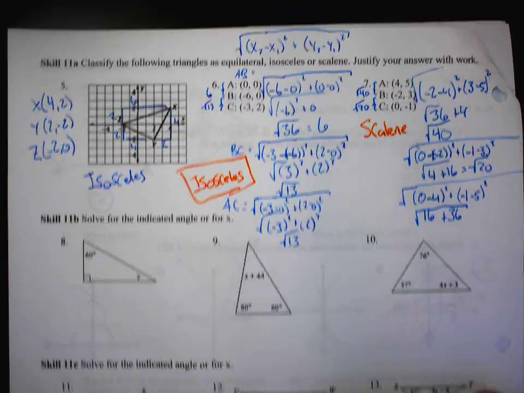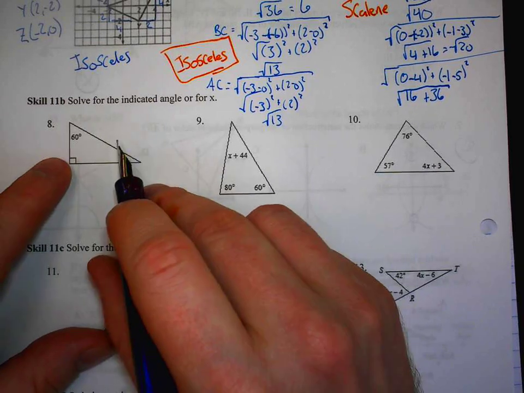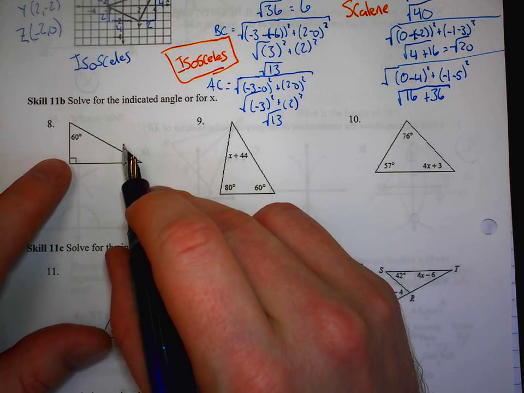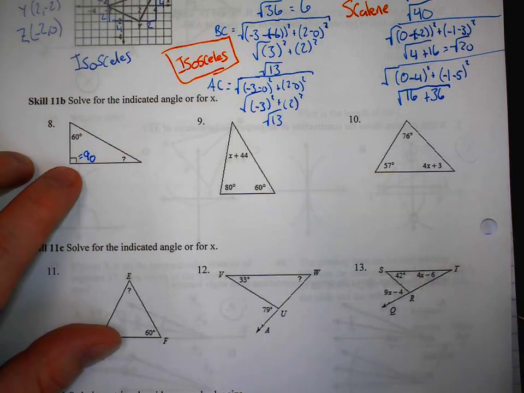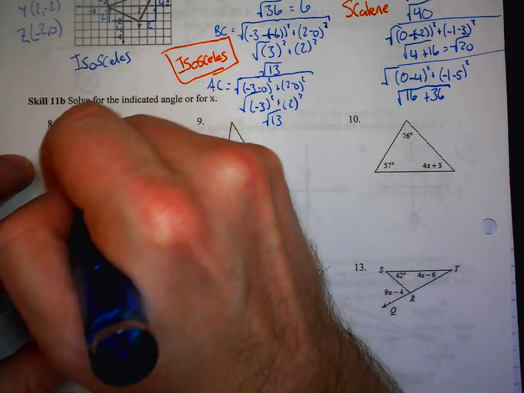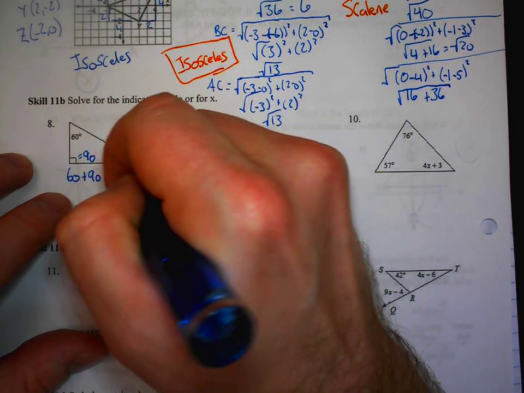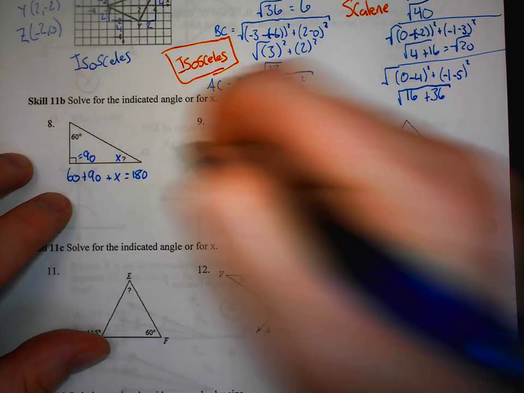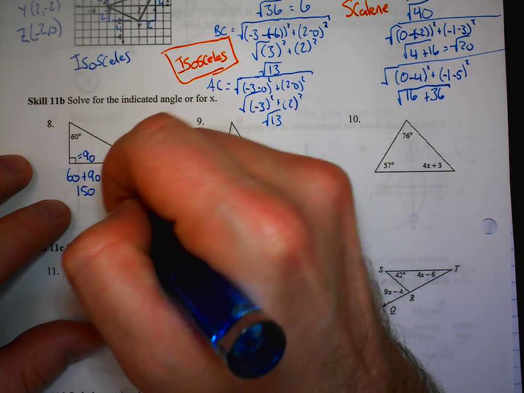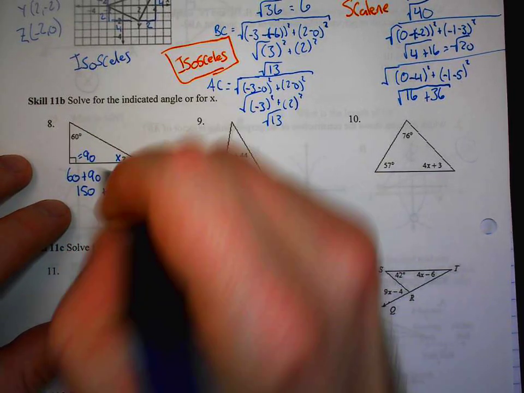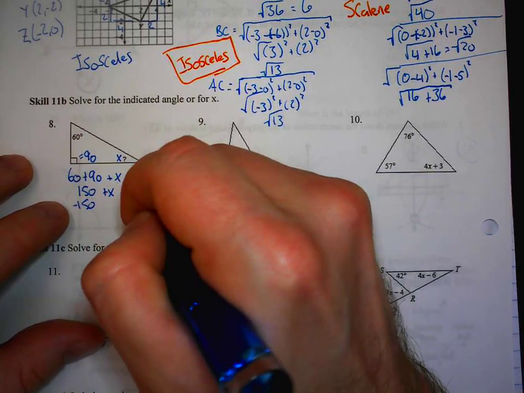For number 8, 9, and 10, we'll use the fact that every triangle must add up to 180 degrees. So the right angle means this one is 90, so that lets me write the equation. 60 plus 90 plus, we'll just call our unknown angle x, has to be equal to 180. 60 and 90 would be 150. Subtract that 150 on both sides, and that's going to give us x equals 30.